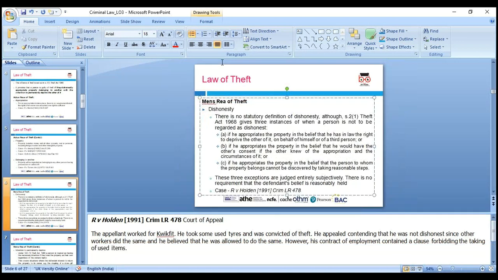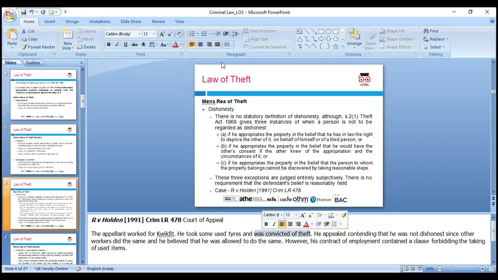So here, Quick Fit. The applicant worked at Quick Fit. He took some used tires and was convicted of theft. He appealed and contended that it was not dishonest since other workers did the same and he believed that he was allowed to do the same. However, his contract of employment contained a clause forbidding the taking of used items.